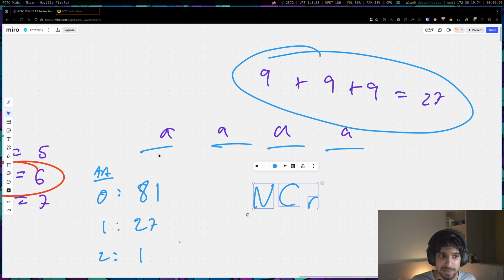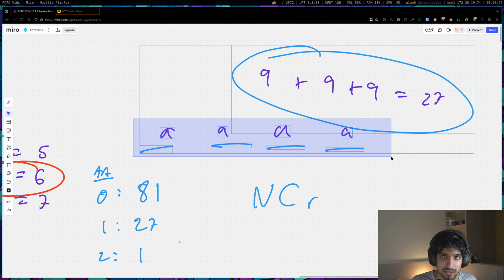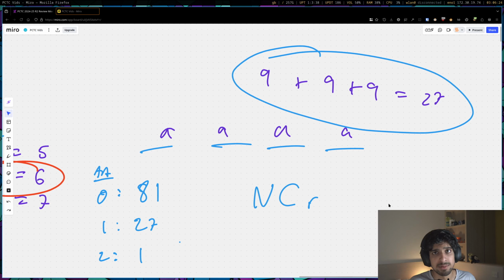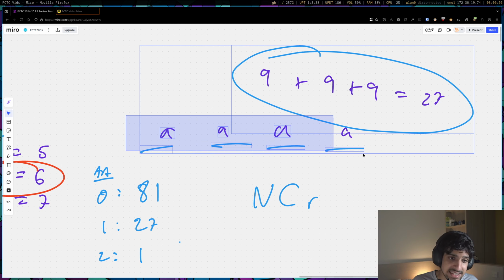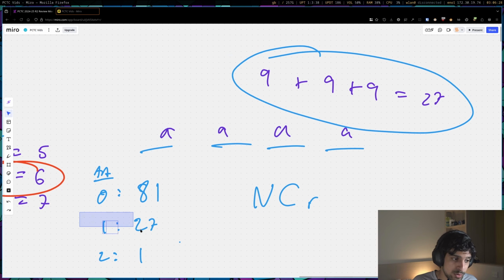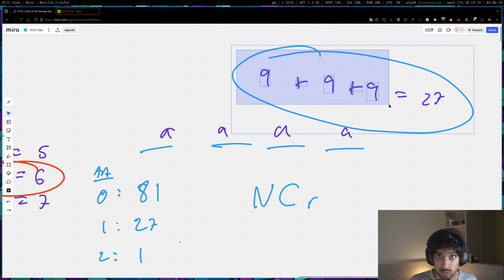Actually that's not going to work, right? Because n is not just the length. The problem is, in this case, say n was 4 and r was 1. So we're looking at this specific case. Well, 4 choose 1 is 4, obviously. And yet we're not doing 9 times 4, we're doing 9 times 3.